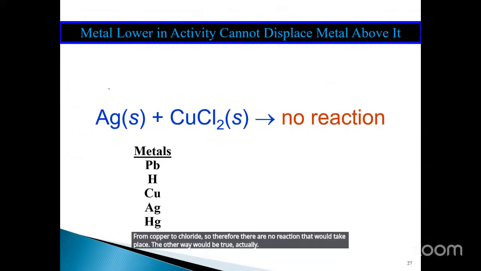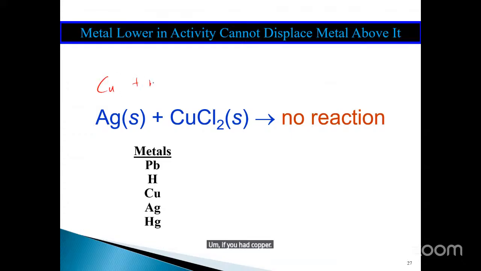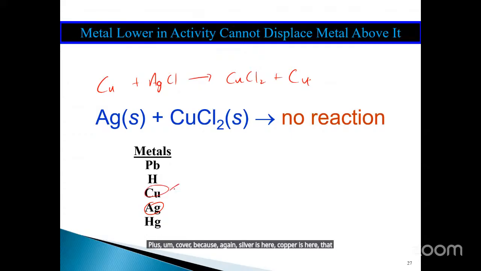The other way would be true. If you had copper and you're trying to react it with silver chloride, then that reaction will take place. You're going to end up with CuCl2 plus silver, because again, silver is here, copper is here. That means copper is more active, or more reactive, and therefore copper will displace silver from its compounds.